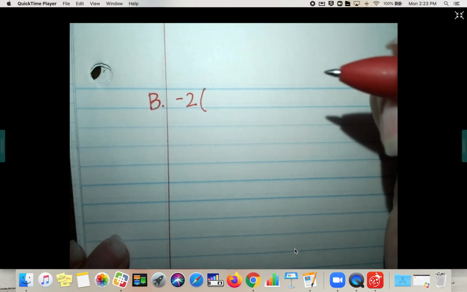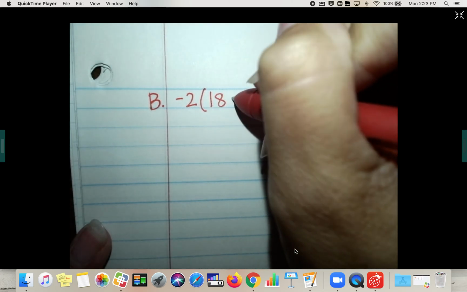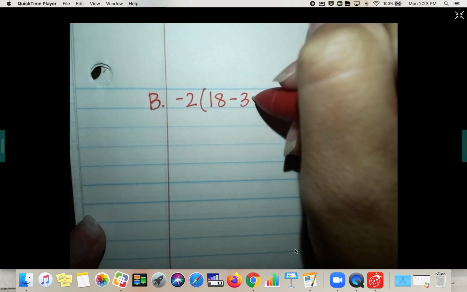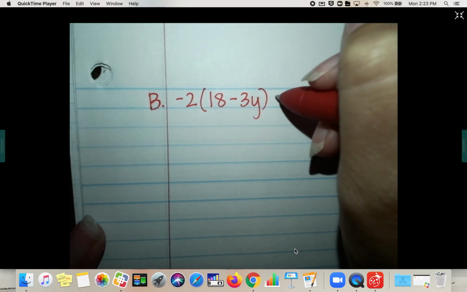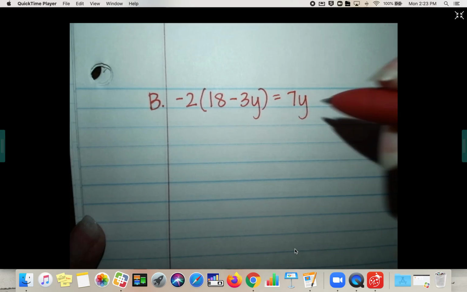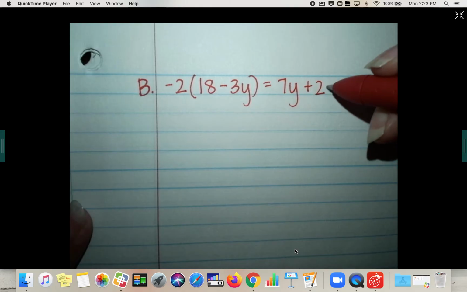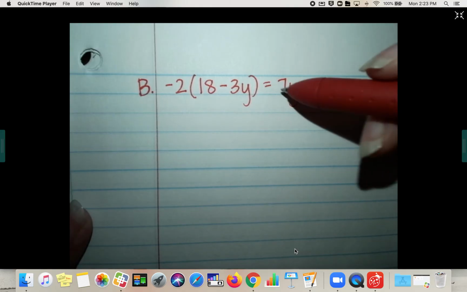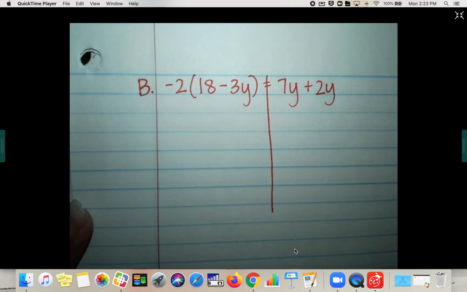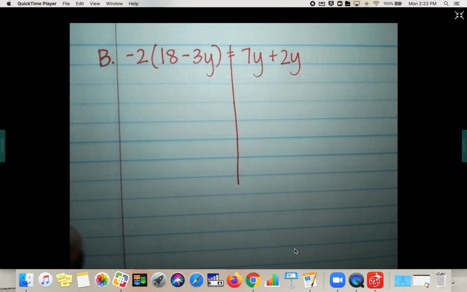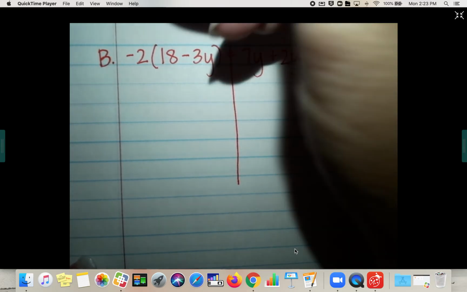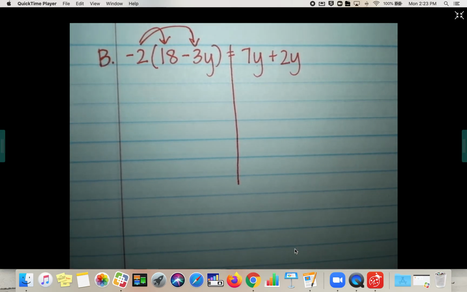Letter B is negative 2 times the quantity 18 minus 3y equals 7y plus 2y. I like it when there's like terms on the same side. That makes it a little bit less work, actually. But I'm going to ignore that for now, because if we have parentheses, you need to always do that first. Always distribute first if you have parentheses.